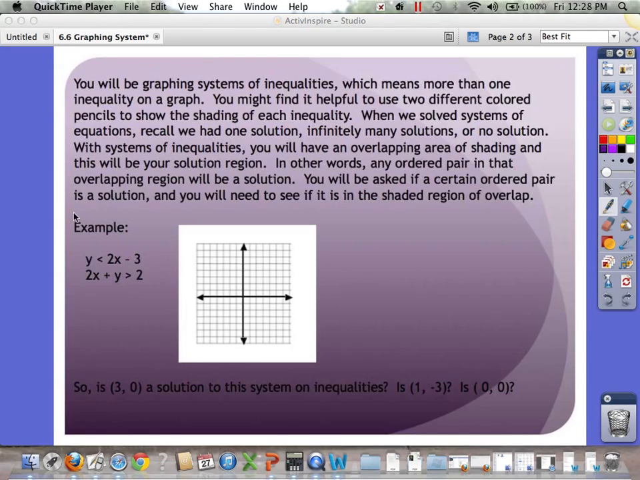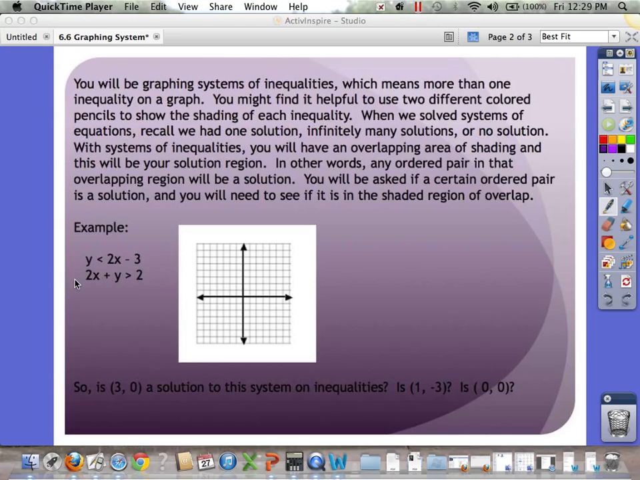All right, so when you will be graphing systems of inequalities, which means more than one inequality on a graph. Like we were doing systems of equations where you had two lines on a graph, well, you're going to have two inequalities now. And before we learned that you shade, so you're going to have two different shaded regions, and what we're looking for is the overlapping area. So you might find it helpful to use two different colored pencils to show the shading of each inequality.